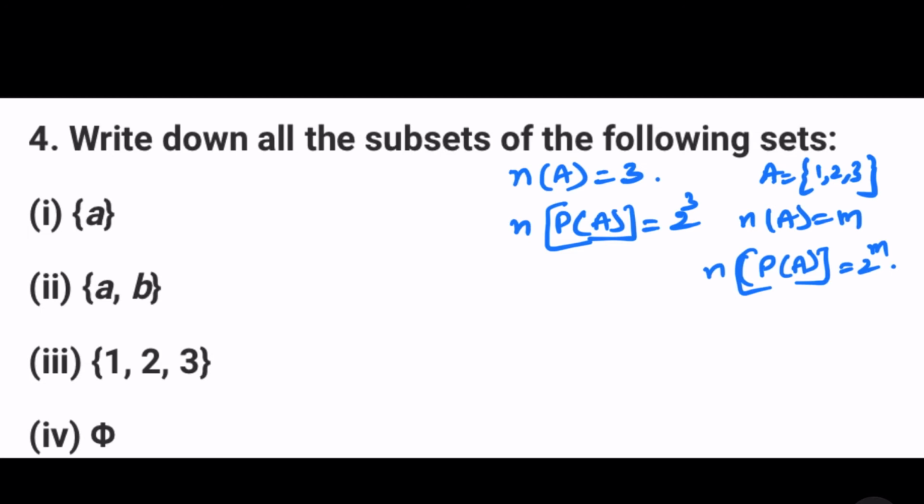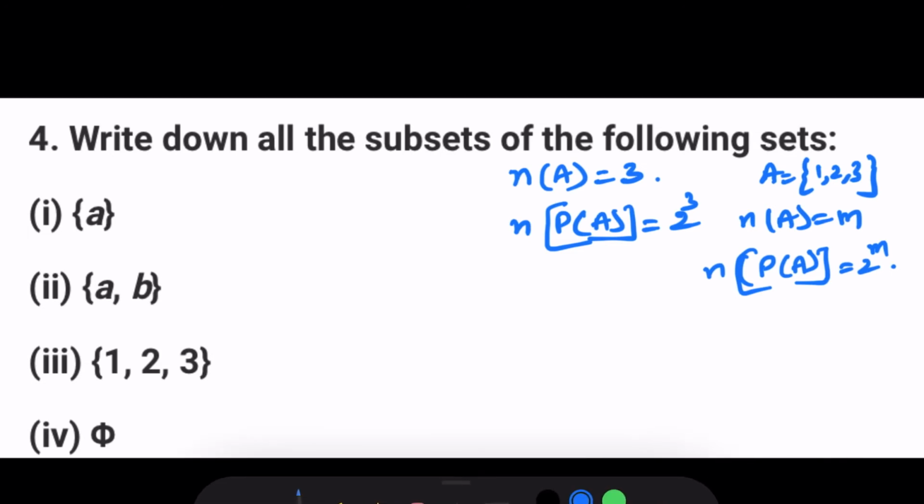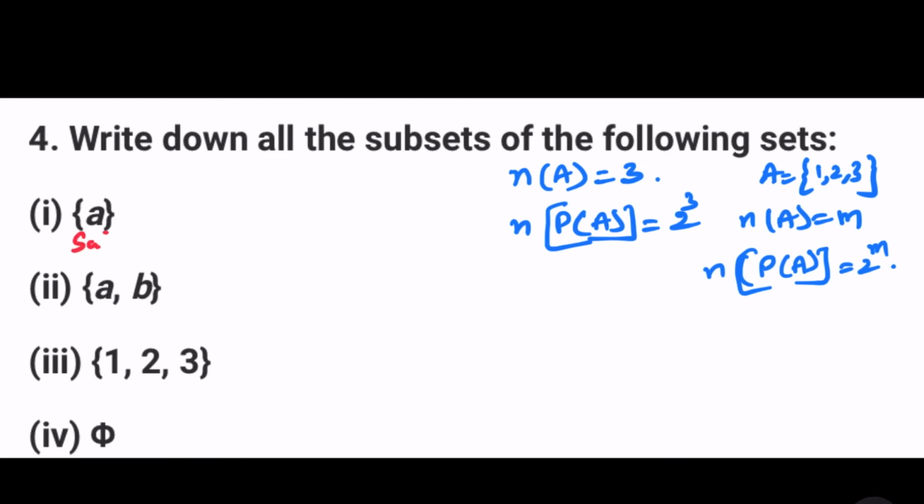So subsets of the given set, suppose you name this as A. Subsets of A: the empty set is always a subset, and then A. These two are nothing but the subsets of this. Now if you want to know the number of elements, how many elements are there in the set A? The number of elements in set A is 1, isn't it? So n(A) is equal to 1.